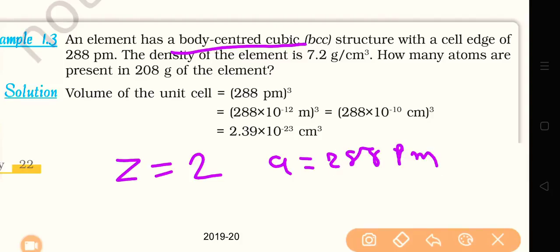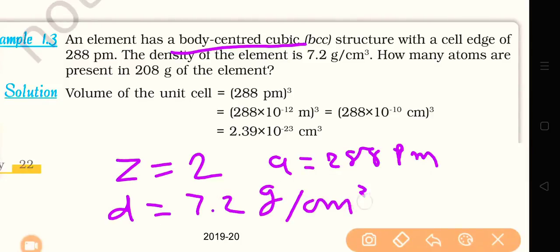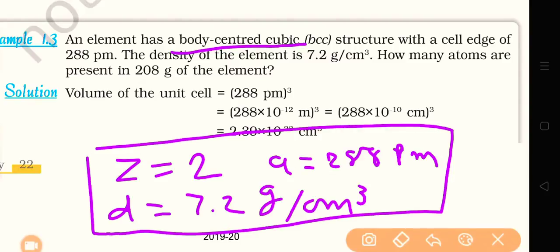The density of the element is 7.2, so d is equal to 7.2, but the unit is gram per centimeter cube. And how many atoms are present in total in 208 grams of the element? These are the given values, and we have to find the total number of atoms in 208 grams of element.